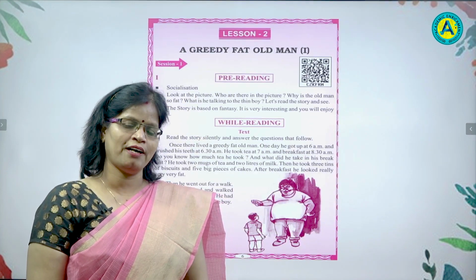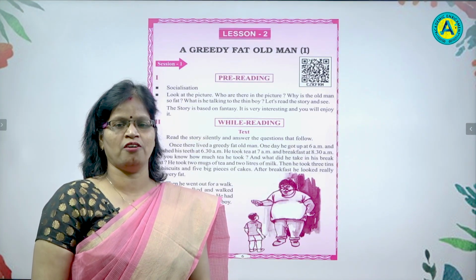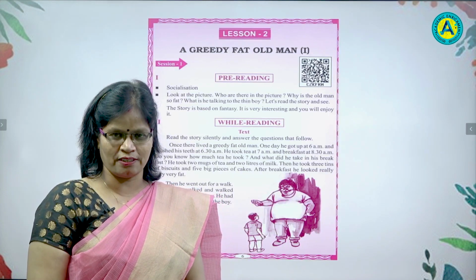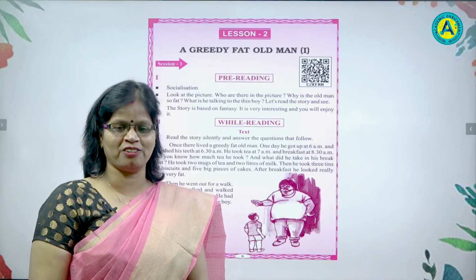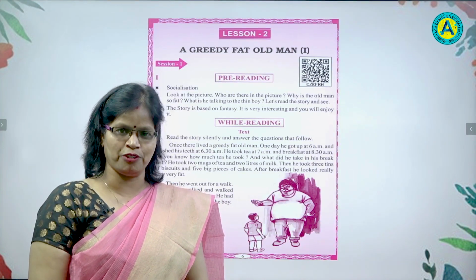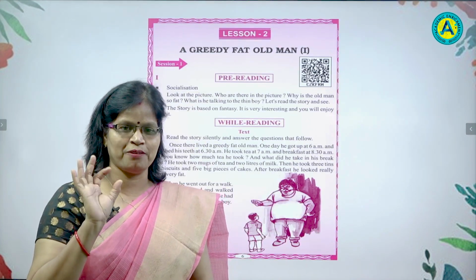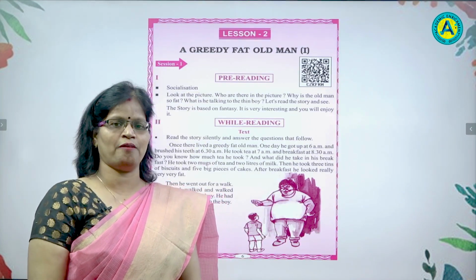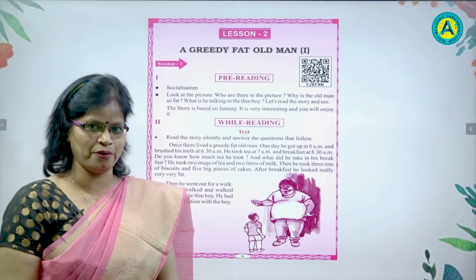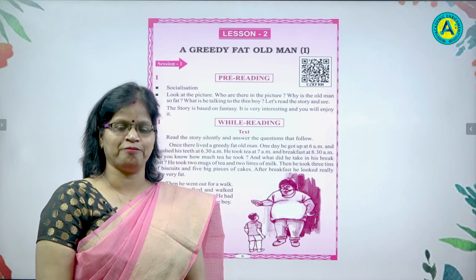Could you remember what he had taken in his breakfast? Yes, the old man took 2 liters of milk. Then he took 2 mugs of tea. After that, he took 3 tins of biscuits. And then he took 5 big pieces of cake. After eating that huge amount of food, the old man looked very fat, isn't it?